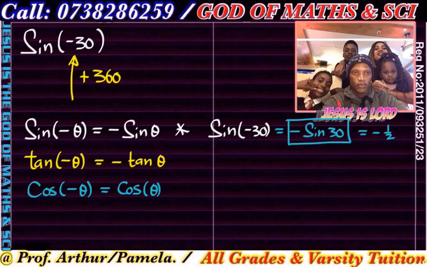Let's go for tangent. If you've got tangent of negative 45, it is the same as putting a minus on the outside and then tangent of 45. When you press your calculator, you get a minus. You get minus 1.